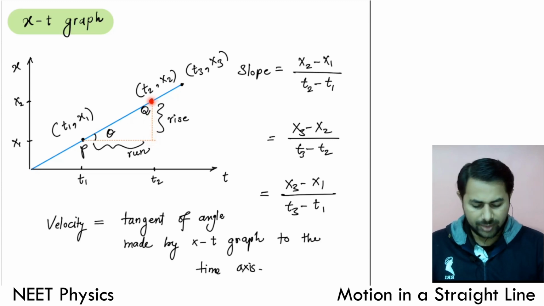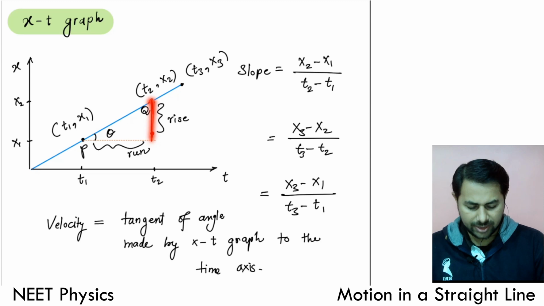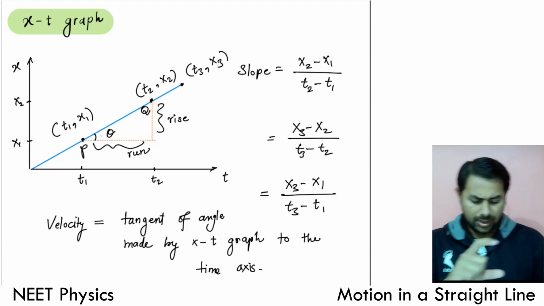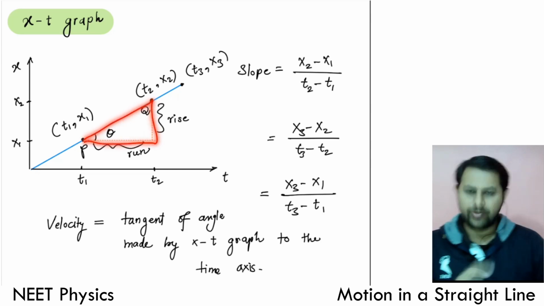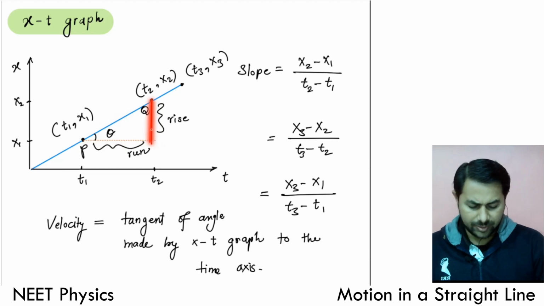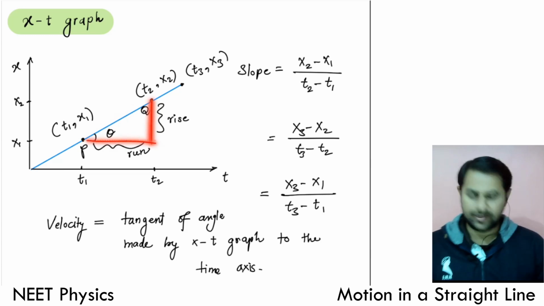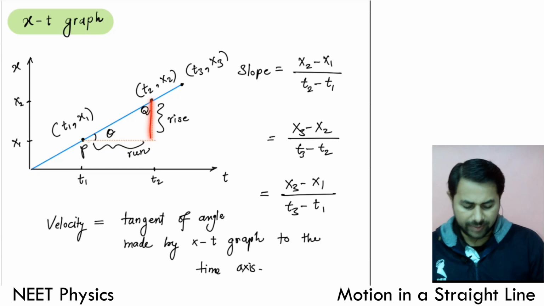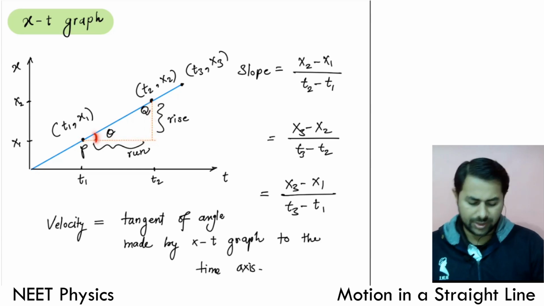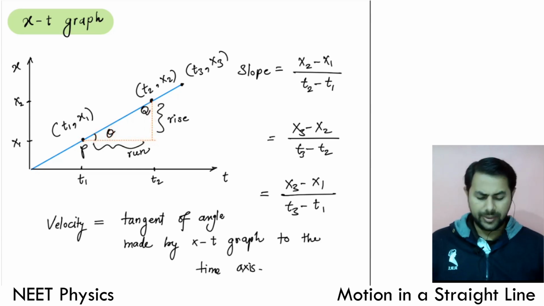So see here, x2 minus x1 is this much difference. If you consider this triangle, then it is this opposite side divided by adjacent side, right? So x2 minus x1 divided by t2 minus t1 is just tan of theta. So these are two different ways of finding out the slope, right?